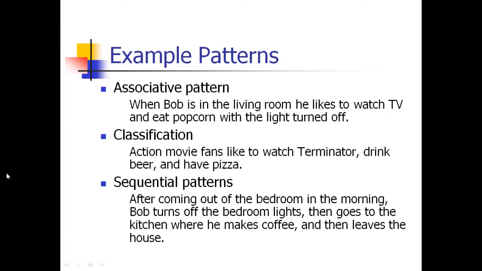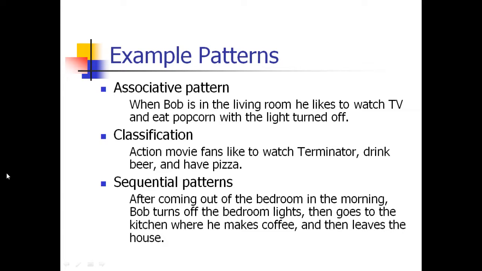He will watch TV. While watching the TV, he will eat popcorn. Then he will turn off the light. He will sit in the darkness and watch the TV, and at the same time eat the popcorn while seeing the TV. So all the things are happening at the same time. This type of activity is called an associative pattern.